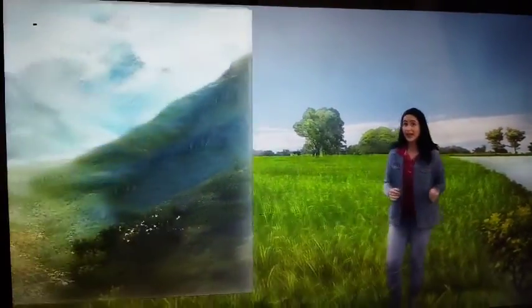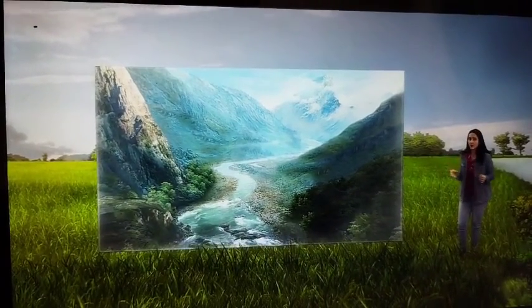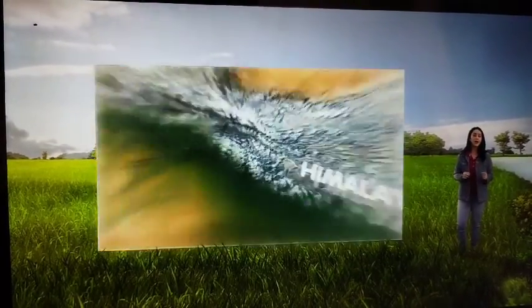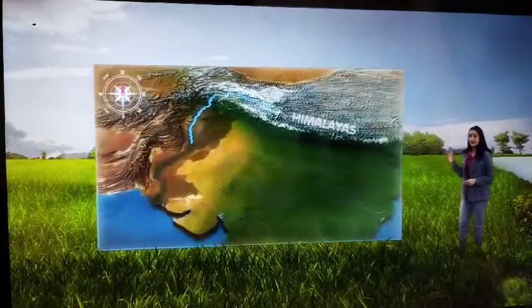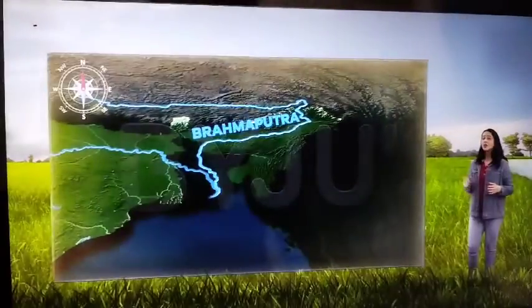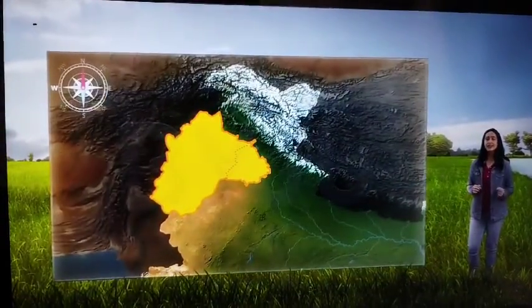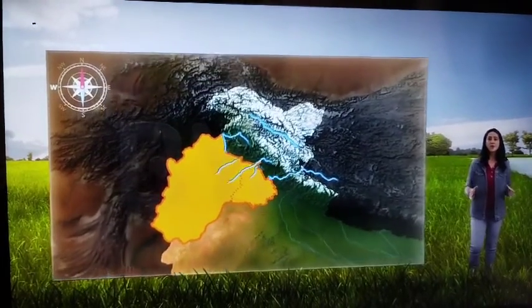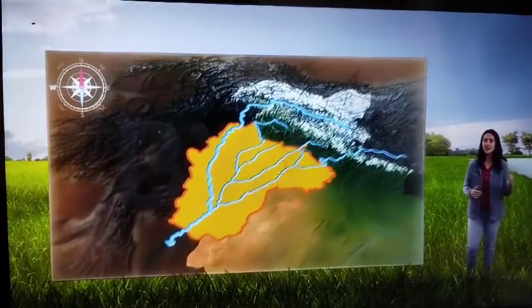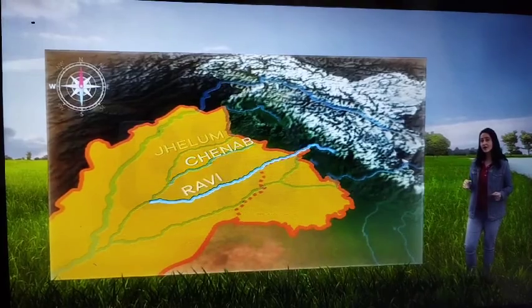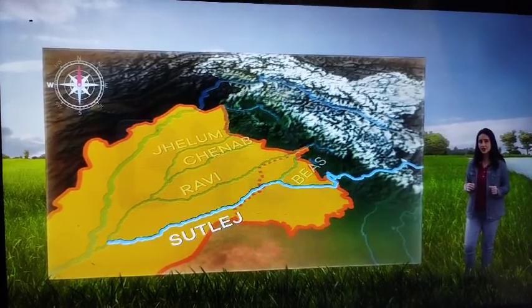We learned that the plains were formed due to the deposition by the rivers flowing down from the mountains. There are three major river systems emerging from the Himalayan mountains. These are the Indus, the Ganga, and the Brahmaputra rivers. The western part of the northern plains are known as Punjab plains. These plains have been formed by the interplay of 5 tributaries of the Indus: Jhelum, Chenab, Ravi, Beas, and Satluj.